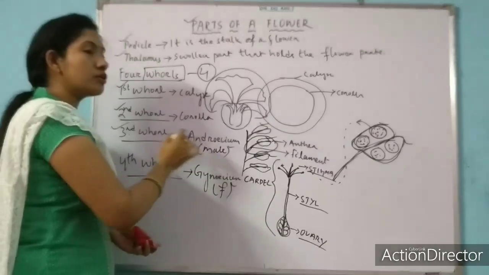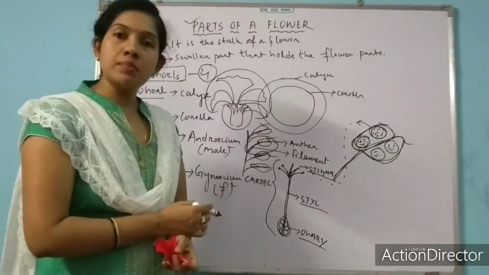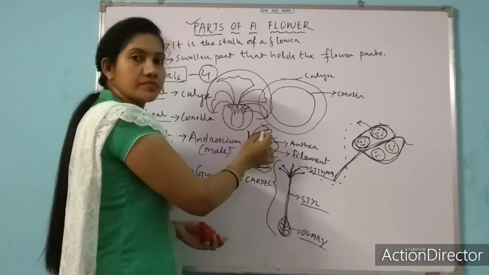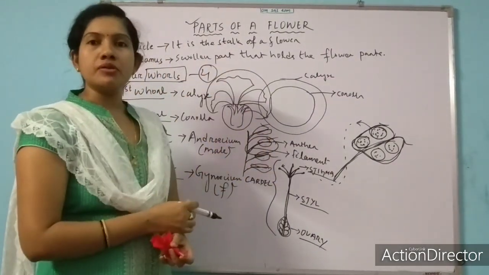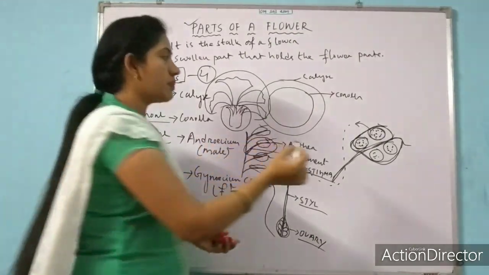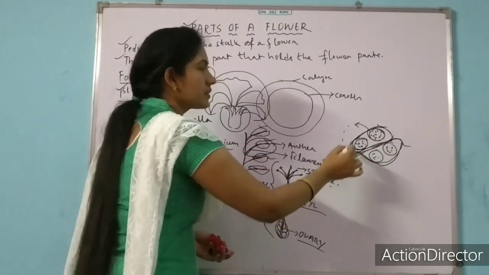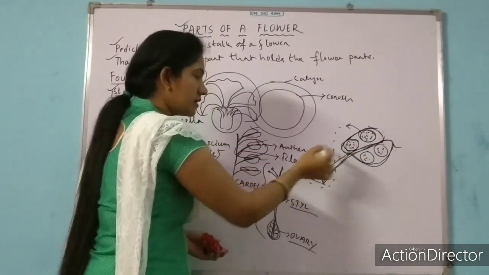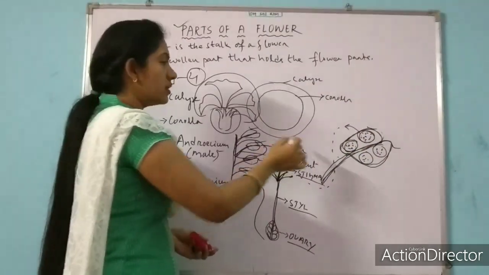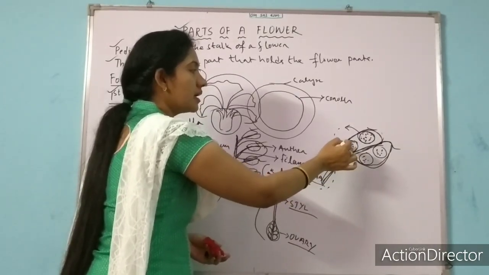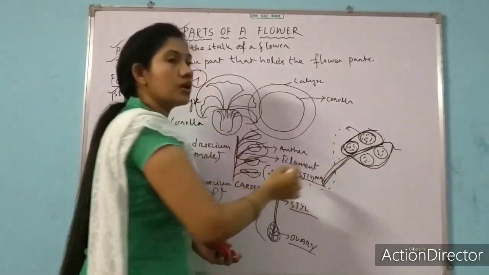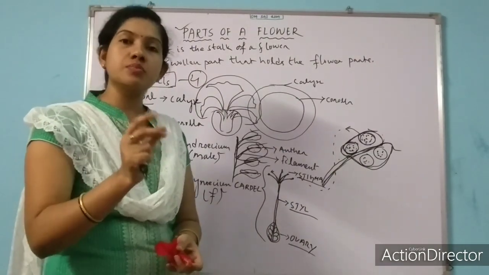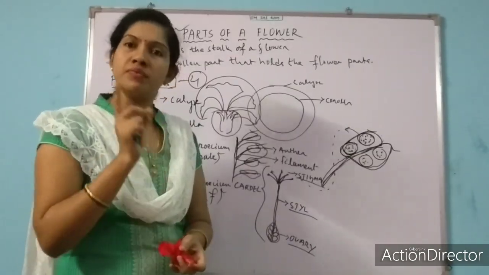Third whorl is androecium. Androecium is the male part of a flower, which is the collection of stamen. These are the stamen. Stamens collectively form androecium. A stamen has generally two parts, a filament and an anther. The filament holds the anther. Inside the anther there is a pollen sac, and each pollen sac contains pollen grains. Pollen grains are the male gametes of a flower.